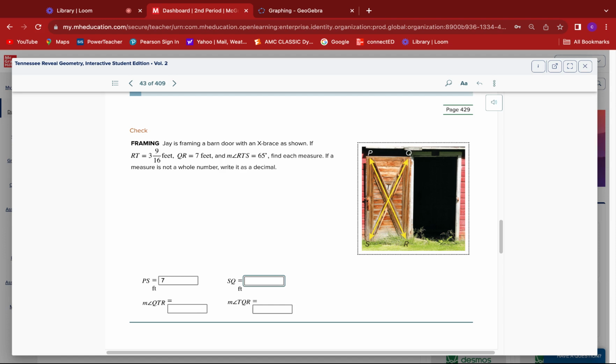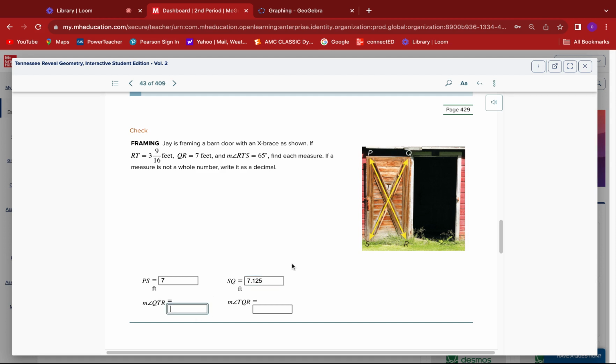So take 3 and 9/16. And I'm just using my calculator. And we'll multiply times 2. So I get 7 1/8, but they want it as a decimal apparently. So it's going to be 7.125.